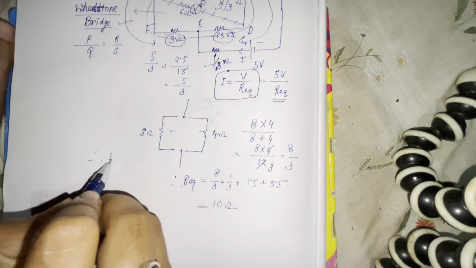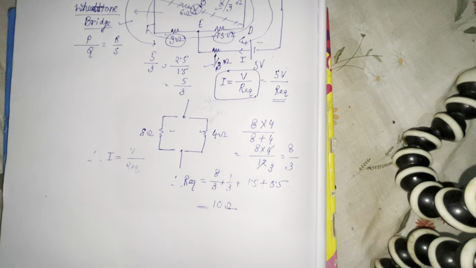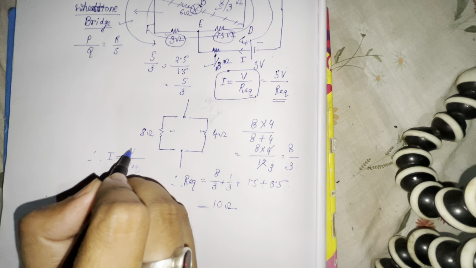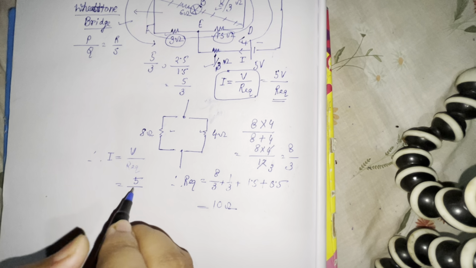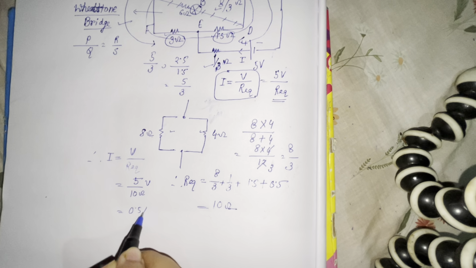Therefore the current flowing from the battery is V by R equivalent. So V is given as 5 and this equivalent is 10 ohm, so I is 0.5 ampere. So this is the correct answer.